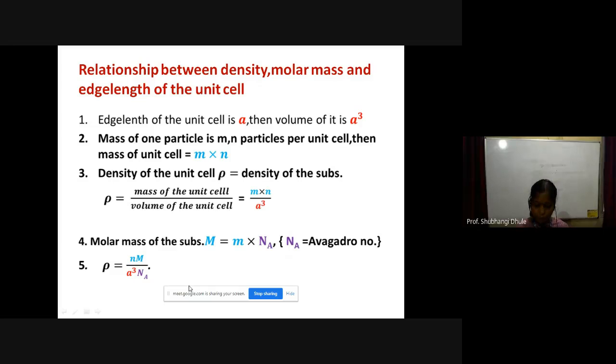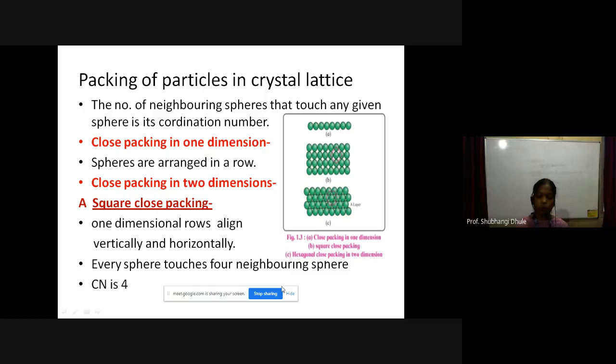Okay, then we go to the next. As I told you, we are supposed to know about the packing of the particles in the crystal lattice, meaning how the crystal lattice is formed. As I already told you, the particles are arranged here, and this arrangement or packing will decide what type of unit cell is formed.